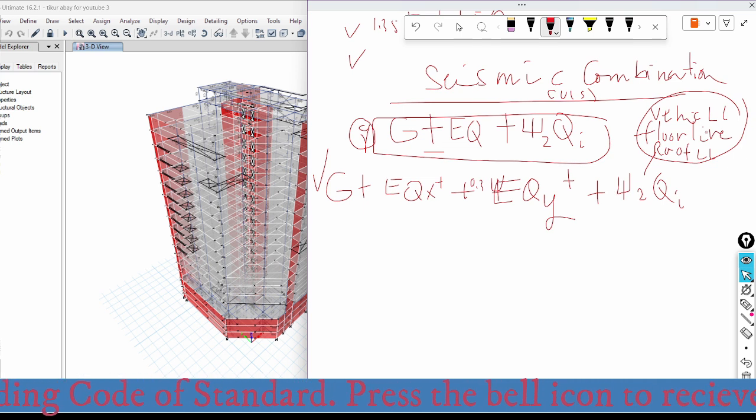So this is the combined effect of all the variable loads. So we can put it just like this. But psi 2 may vary. For floor live load, it will be taken as 0.3. For roof live load also 0.3, so we can put it like this. So it can be taken as 0.3 for all variable loads. And this is one of the combinations.